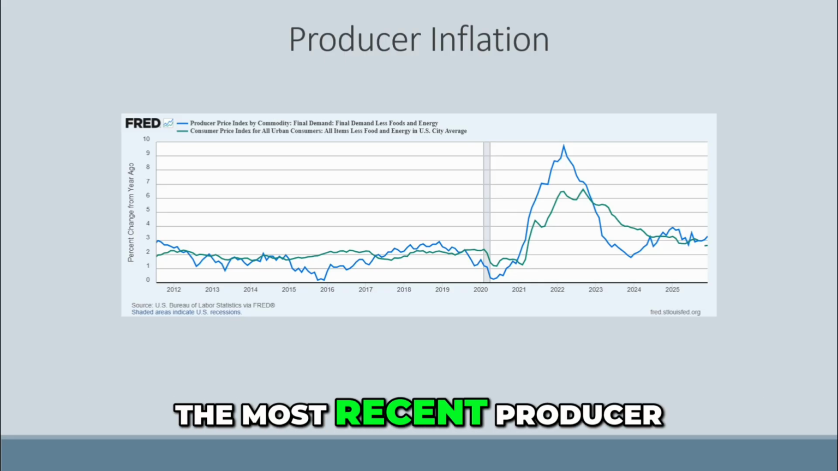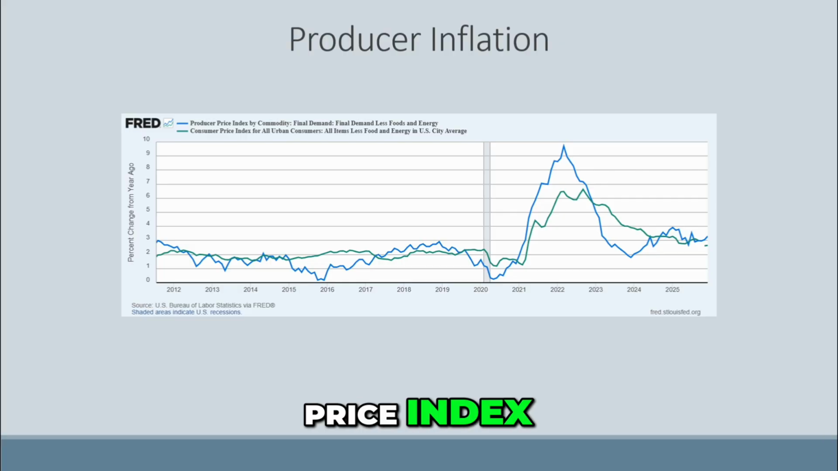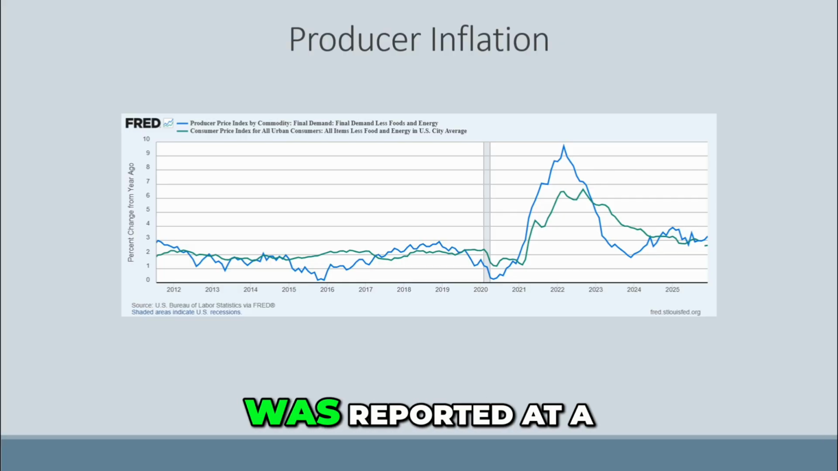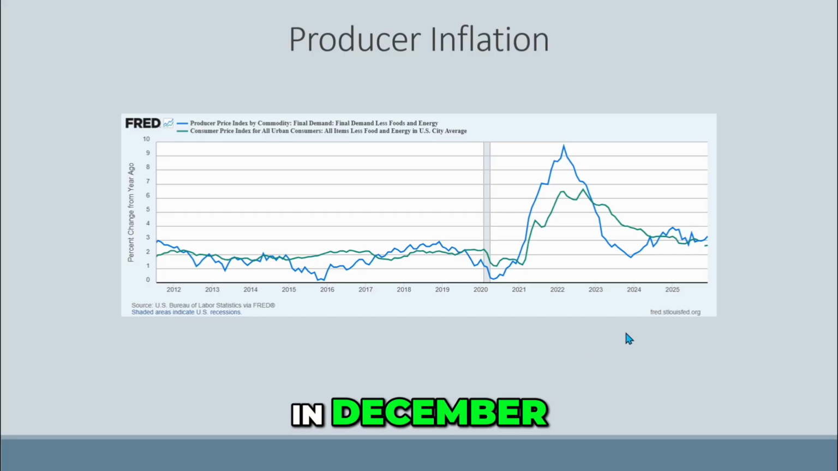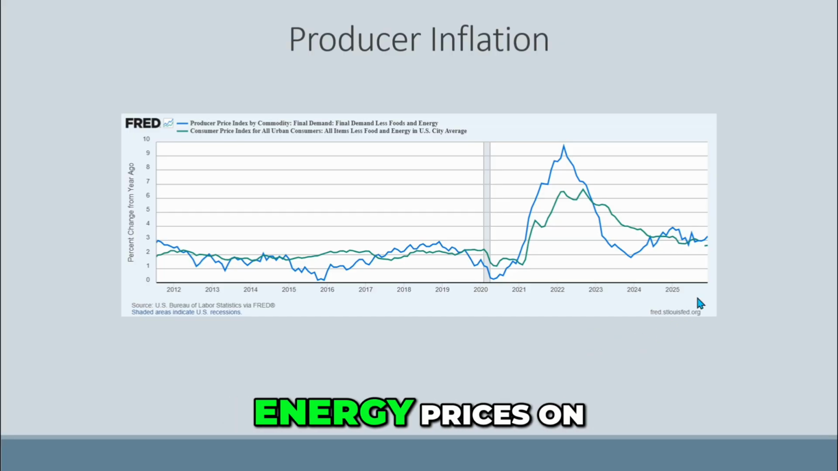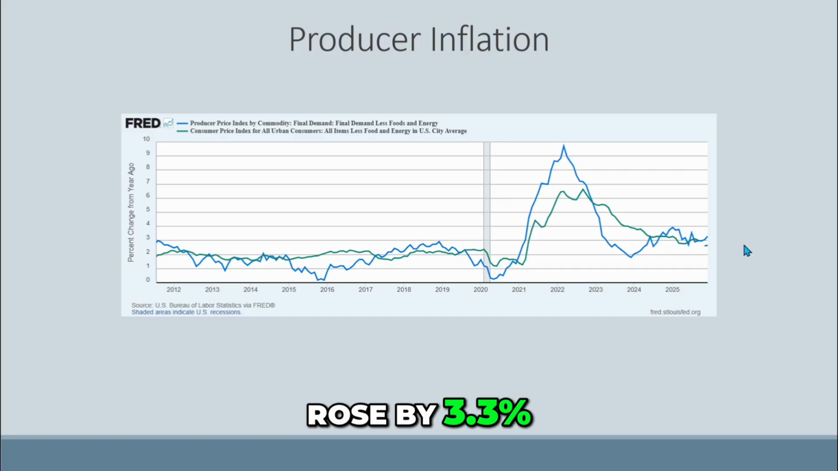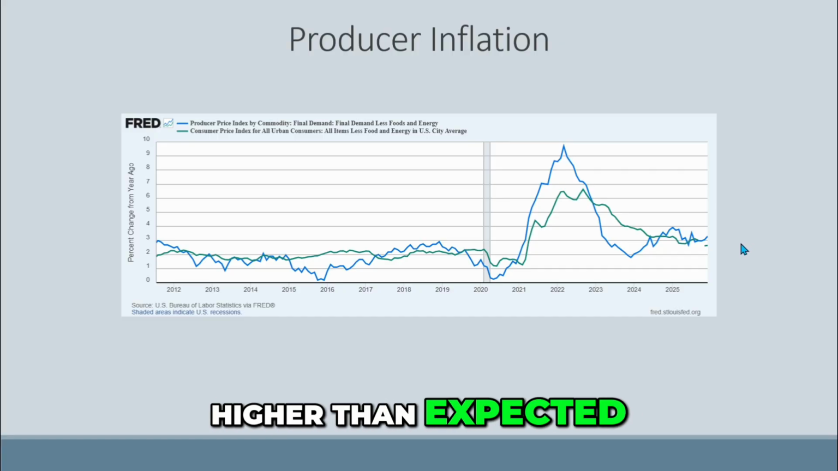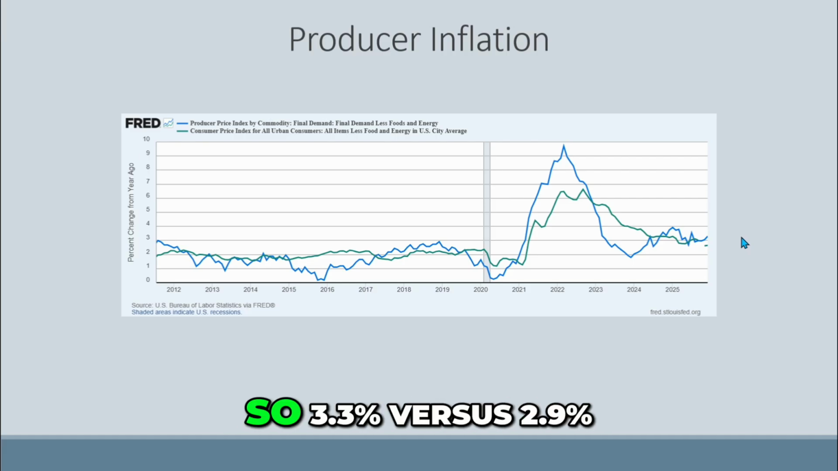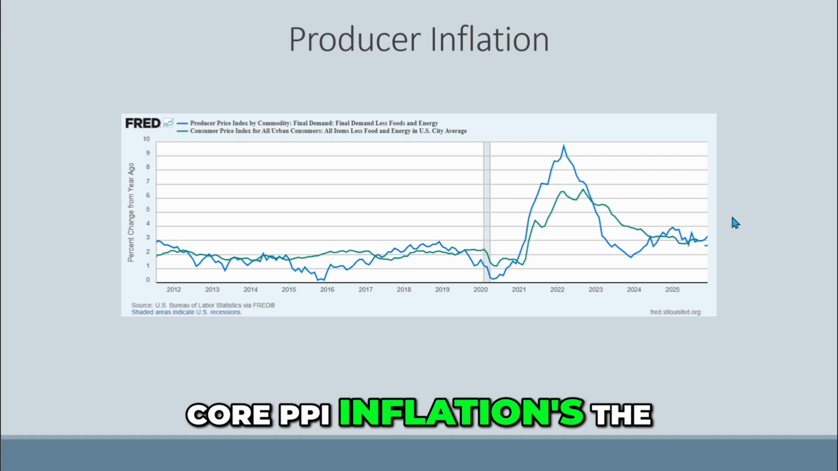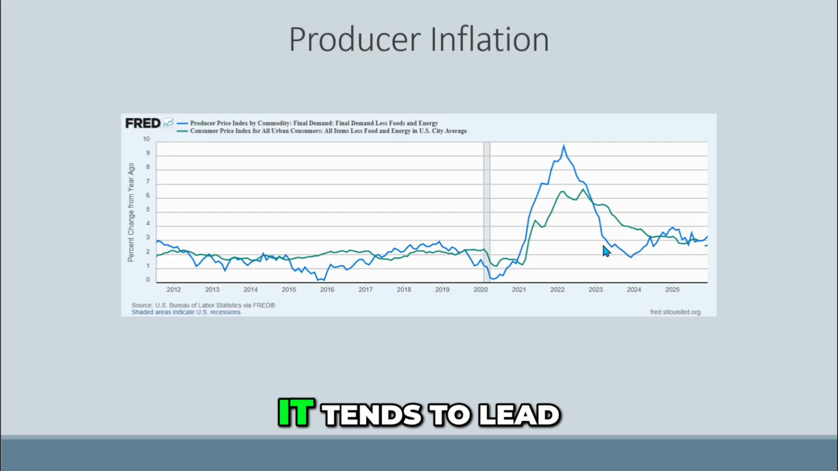And that is the most recent producer price index, a PPI inflation report, was reported at a year-over-year increase of 3% in December. Now, the core figure that strips out food and energy prices rose by 3.3%. That was a lot higher than economists were expecting. They were calling for an increase of 2.9%. So 3.3% versus 2.9%.